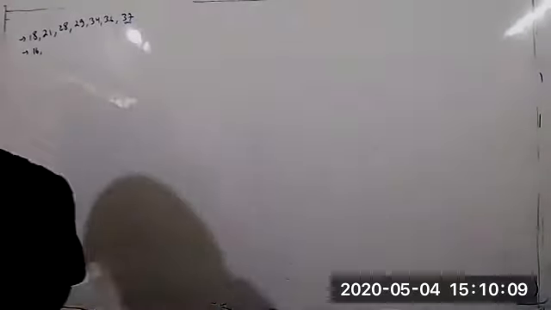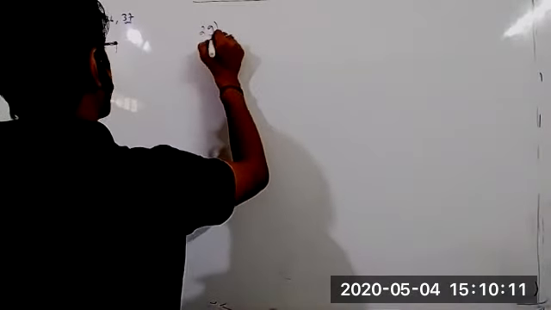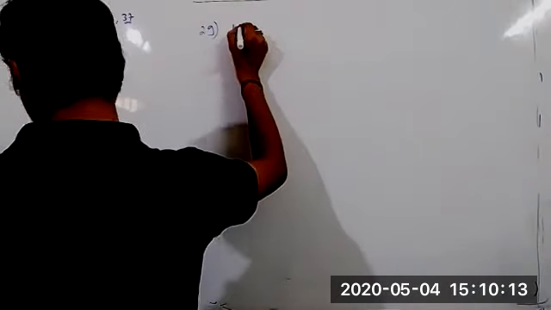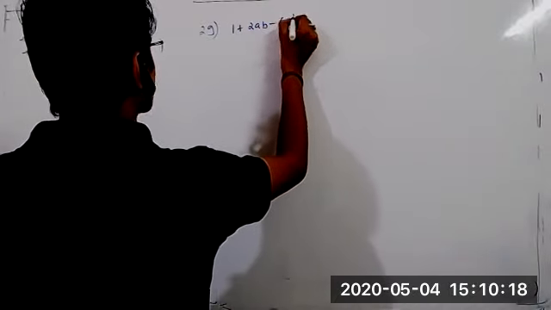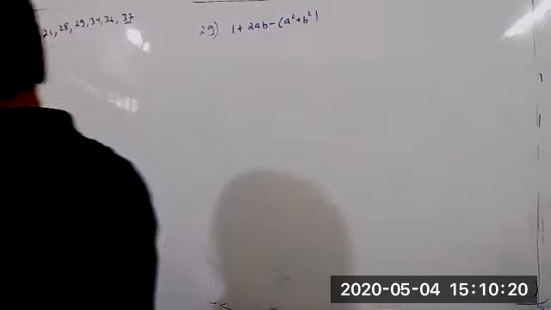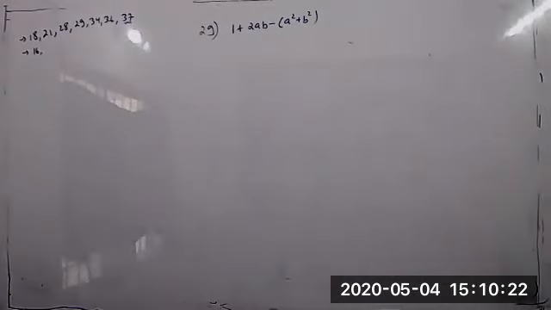So 29th question: 1 plus 2ab minus a square plus b square. This is the question.